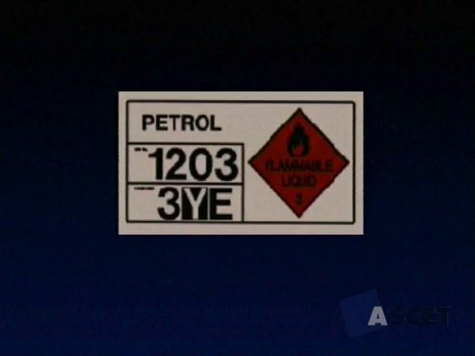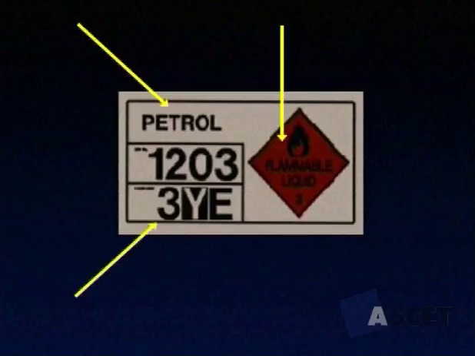Here we have a typical HAZCHEM sign. This is how you read it. This is the name of the substance, in this case petrol. This symbol means it is a flammable liquid. This number tells you what to use if the substance ignites. In this case, 3 means foam may be used.